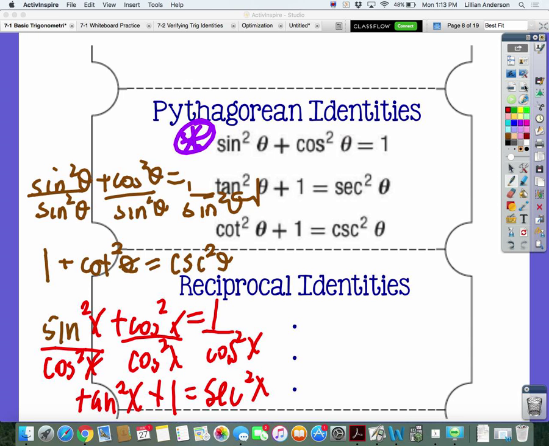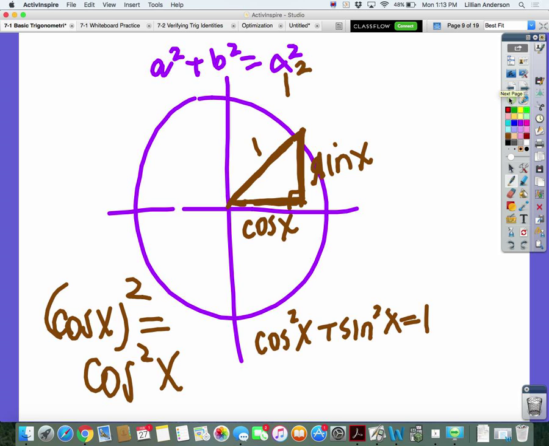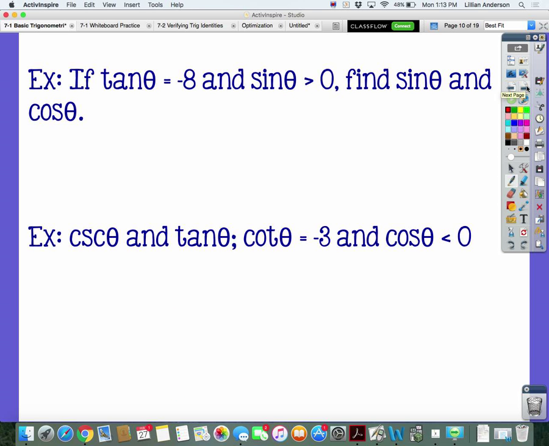So we're going to use these identities to evaluate, okay? So we have tangent theta equals -8, and sine is greater than 0. Find sine and cosine. Now with these, they're kind of similar to those problems that we did right before the midterm, in the sense that they give you two stipulations and you have to find some of the trig functions.